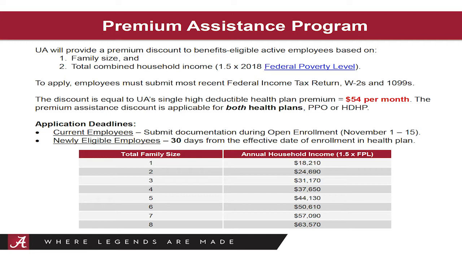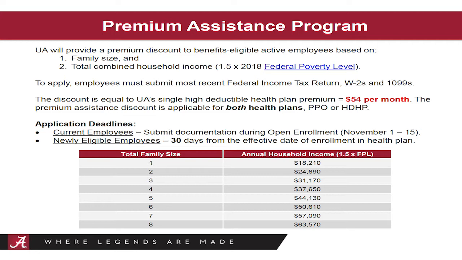To apply, there will be an application on the benefits website. They will complete that application and provide documentation which includes federal income tax returns, W-2s, and 1099s. They must apply during the open enrollment period between November 1st and 15th. And based on how they qualify, they will be eligible for a $54 discount off of their premium, regardless of what tier they fall into.